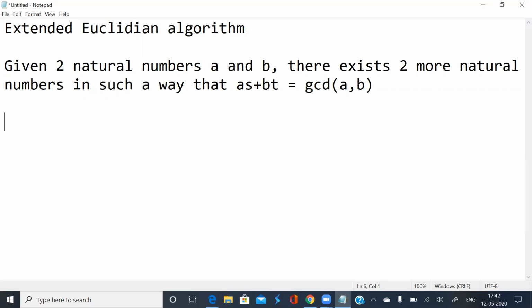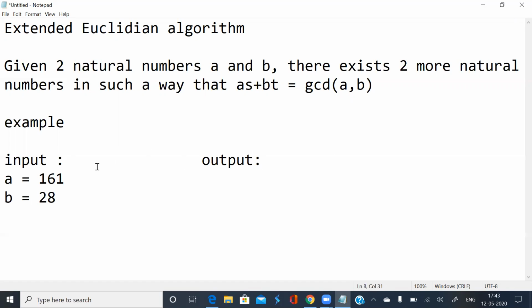Okay. Example: input, say A equal to 161, B is equal to 28. Now output: GCD of A and B is 7. So S is -1 and T is 6. You can easily check.